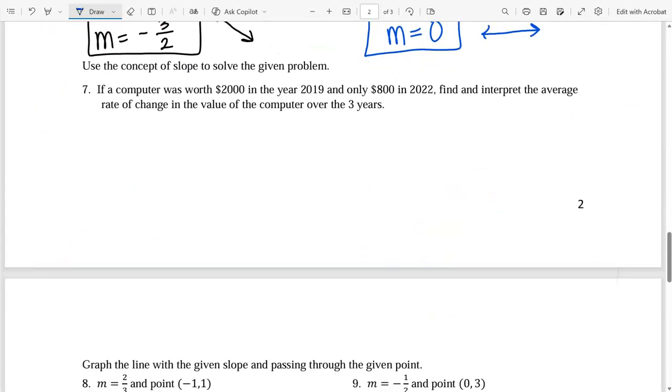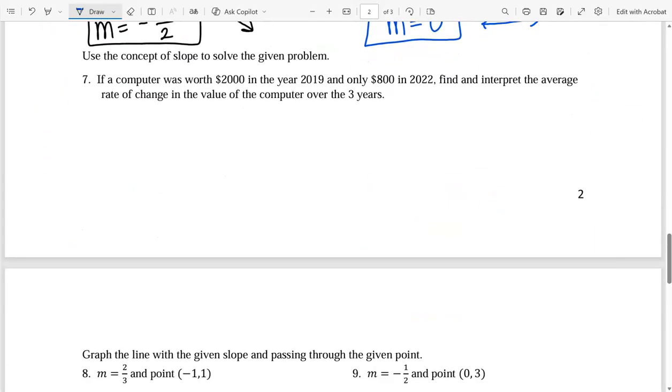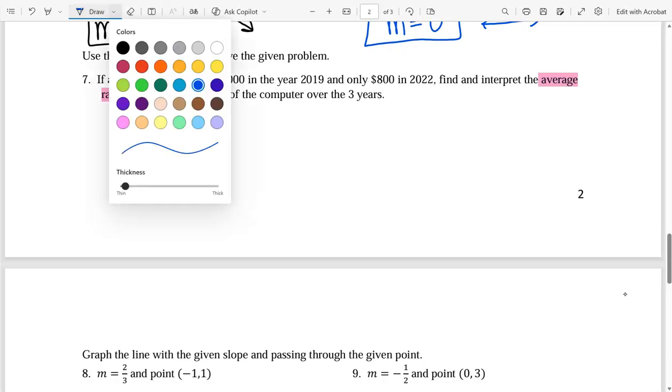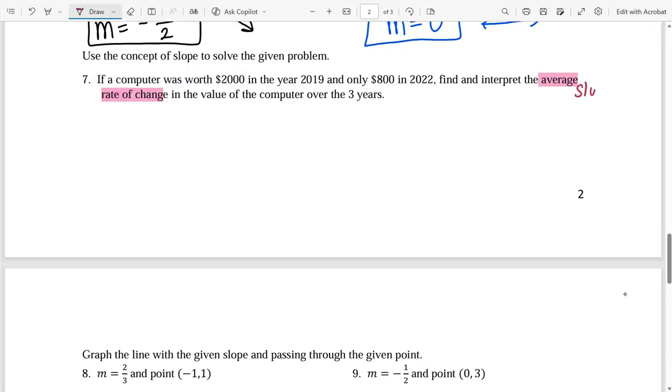And we can even see this within real-world application problems. If a computer was worth $2,000 in the year 2019 and only $800 in 2022, find and interpret the average rate of change in the value of the computer over the 3 years. Now, average rate of change is another word for slope. Tell me the rate that my points are changing, aka the slope between my 2 points.